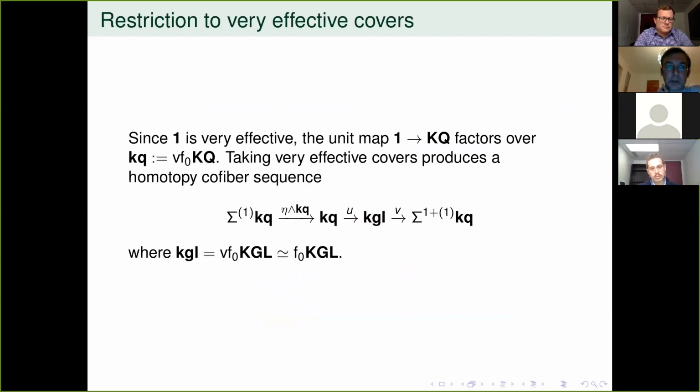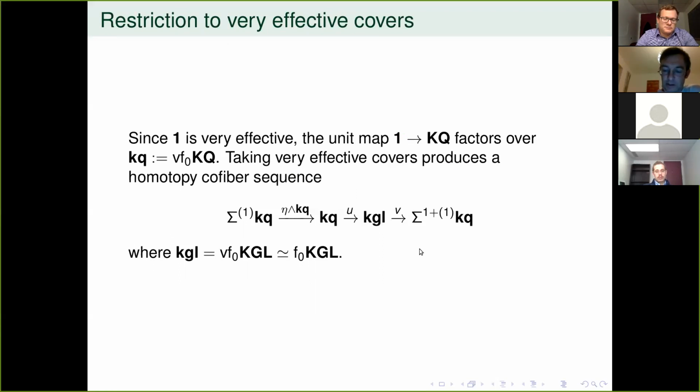And in order to move this to the sphere, it suffices to look at the very effective cover of Hermitian K-theory, little kq. That's the notation. And you still have a Wood cofiber sequence. So the cone on multiplication with the Hopf map on little kq is then little kgl, as in topology.